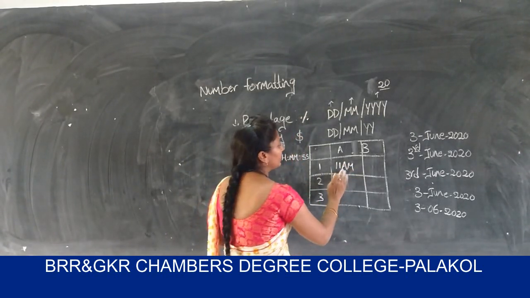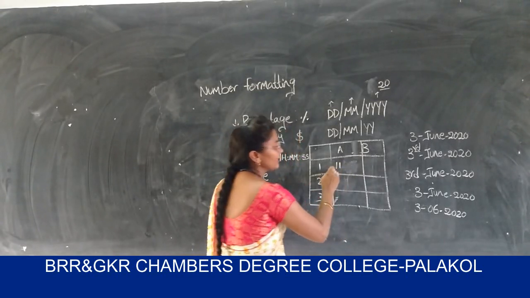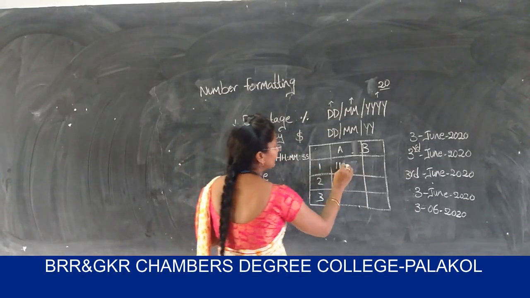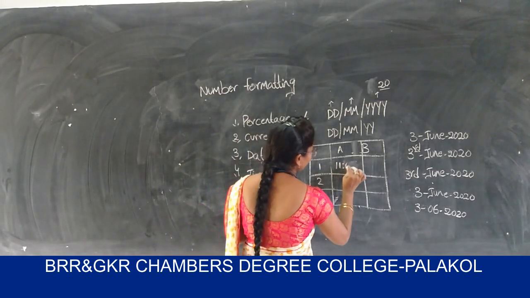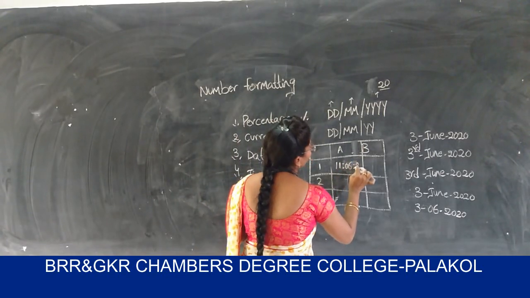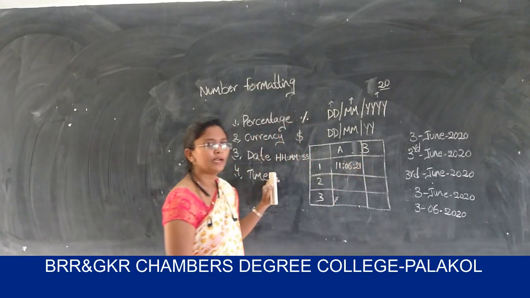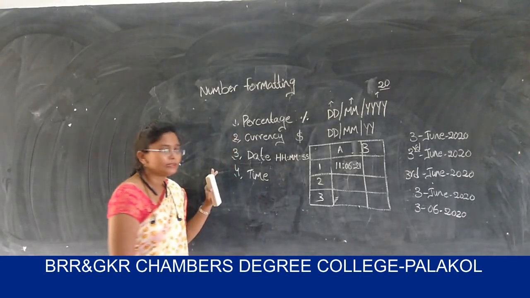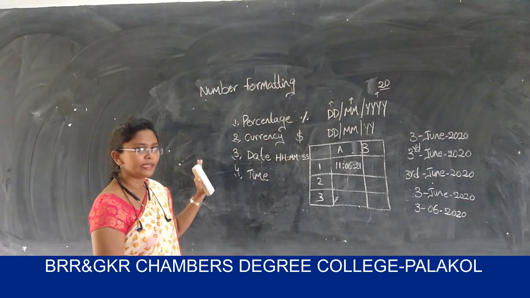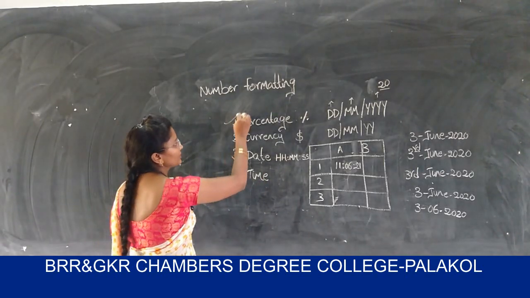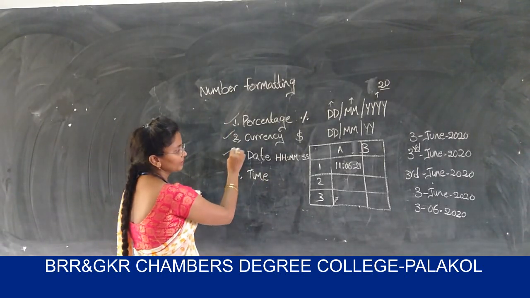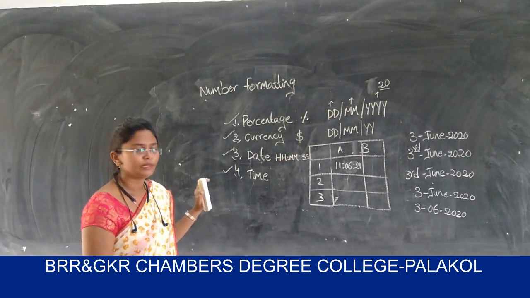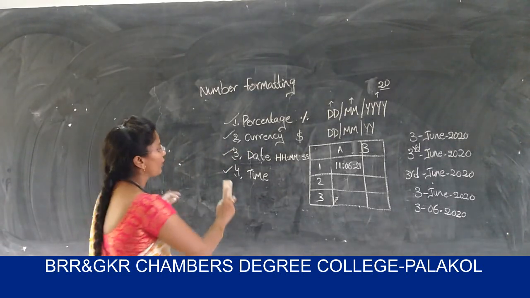If you don't enter AM or PM, it will categorize it as a number only, it won't categorize it as a time. If you enter it in this format, it will understand it as a time format. This is the way you can enter the numbers in the Excel sheet. The first one is percentage, the second is currency, the third is date and the fourth is time. This is the number formatting and the next one is autofill.